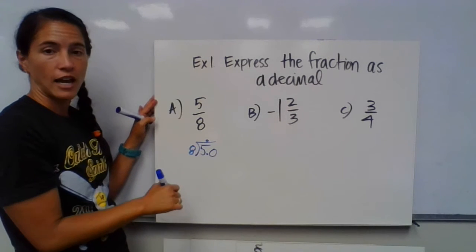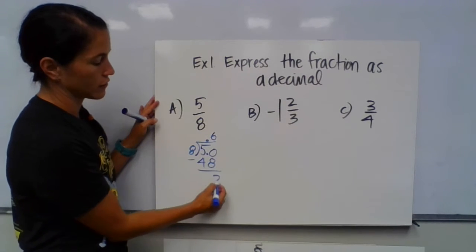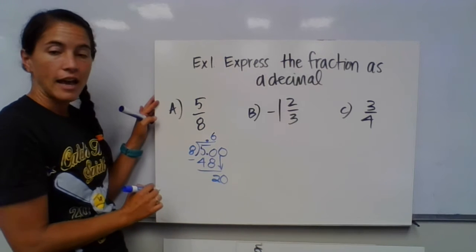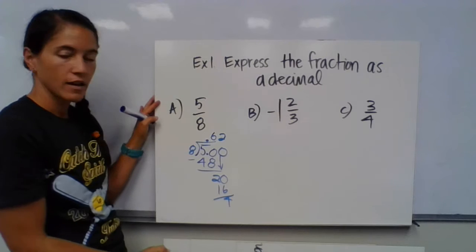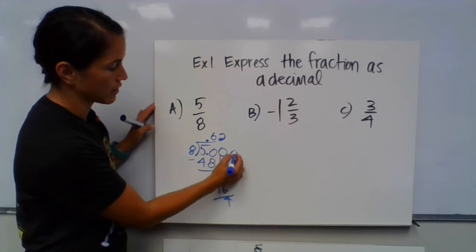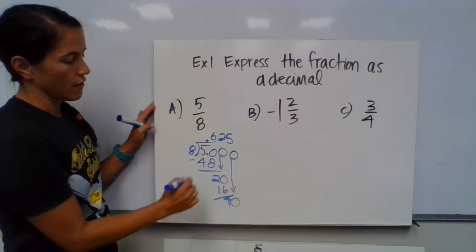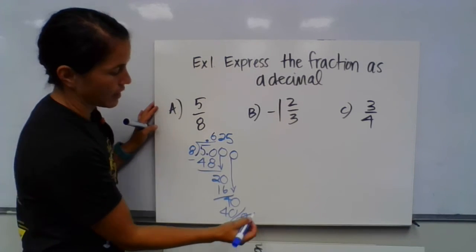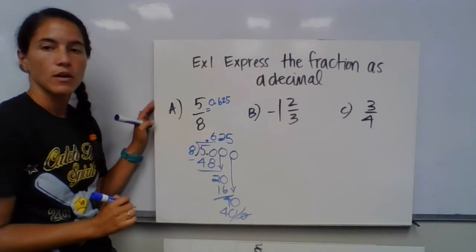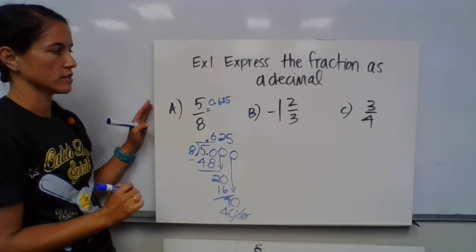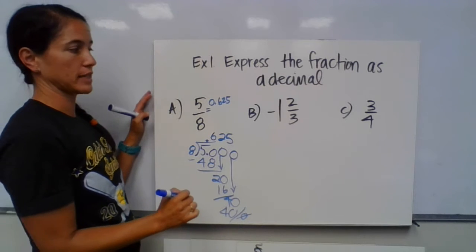8 will go into 50 how many times? 6. Subtract and we're left with 2. 8 will go into 20 2 times. That's 16. You subtract and you're left with 4. Bring down another 0. 8 will go into 40 5 times. 5 times 8 is 40. And the decimal equivalent is 0.625, 625 thousandths.